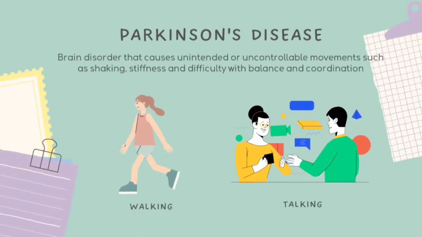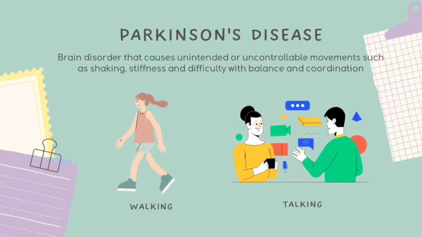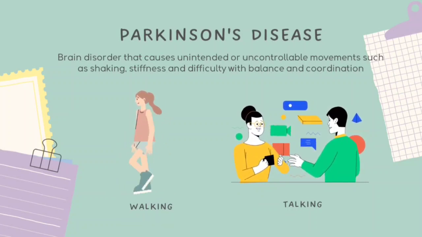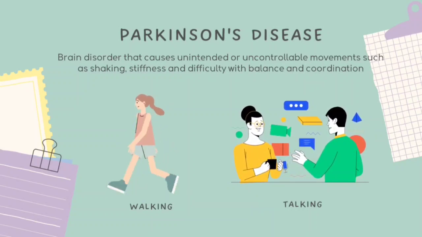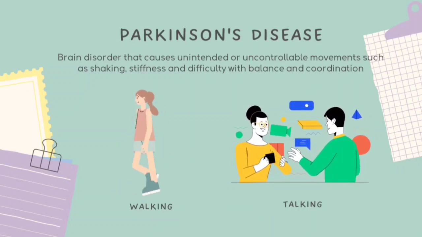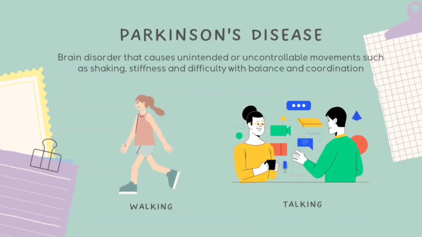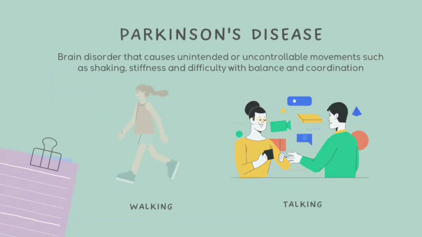The third condition is Parkinson's disease. Parkinson's disease is a brain disorder that causes unintended or uncontrollable movement such as shaking, stiffness, and difficulty with balance and coordination. Symptoms of Parkinson's disease usually begin gradually and worsen over time. As the disease progresses, people may have difficulty walking and talking.